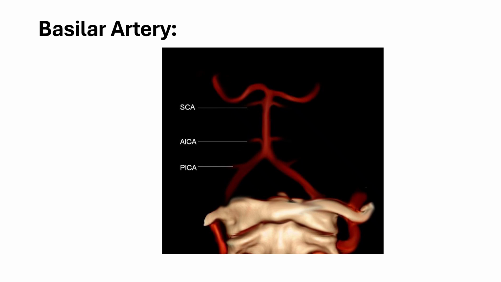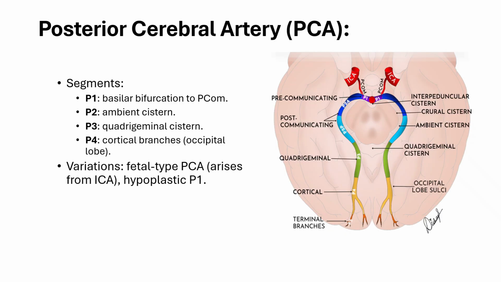Basilar fenestration or hypoplasia are main anatomical anomalies of the basilar artery, and these can impact cerebrovascular dynamics and play a critical role in stroke and aneurysm formation. Now the posterior cerebral artery. The PCA primarily supplies the occipital lobe, part of the temporal lobe, and the thalamus.